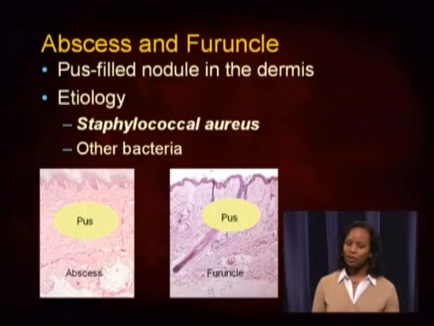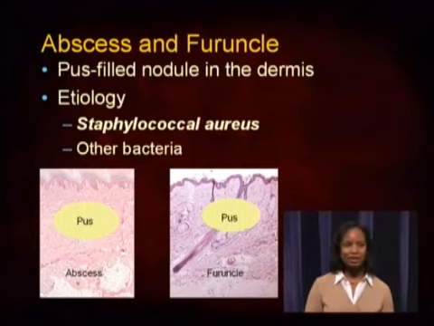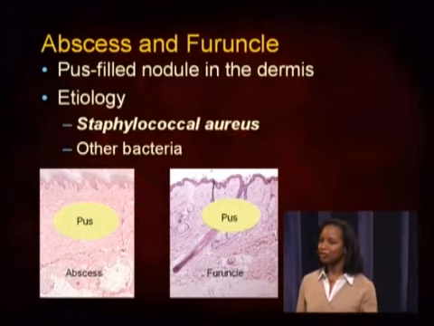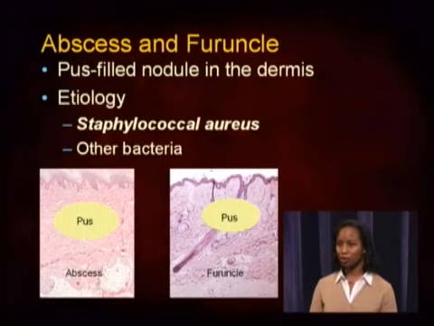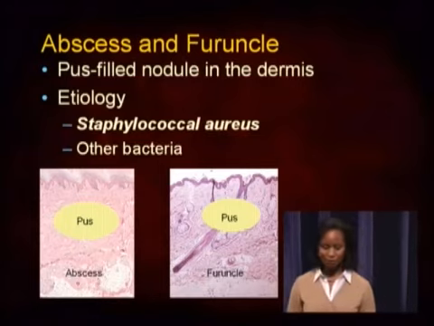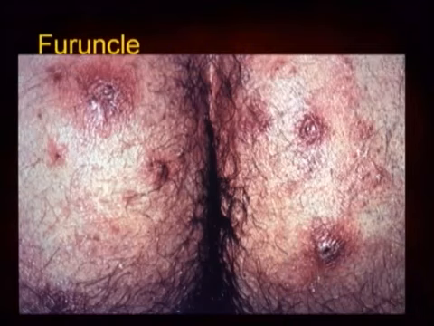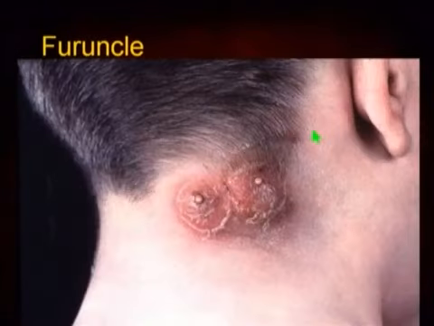Most frequently, both are caused by Staph aureus, and when we see a collection of furuncles, we call it a carbuncle. So I'll show you an example of that too. Here are some furuncles on a patient's buttocks, follicular-based, erythematous, tender nodules. Some here look like they might be draining already.